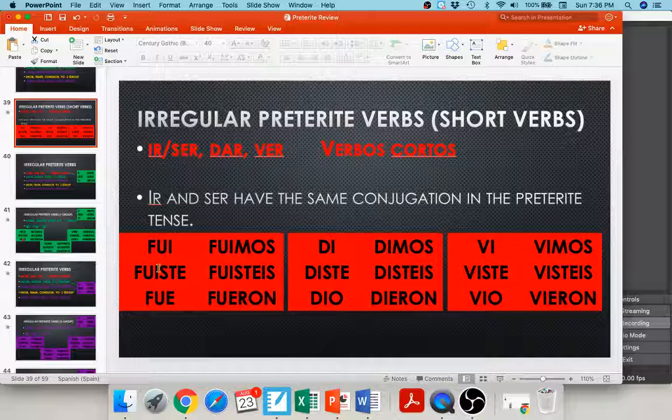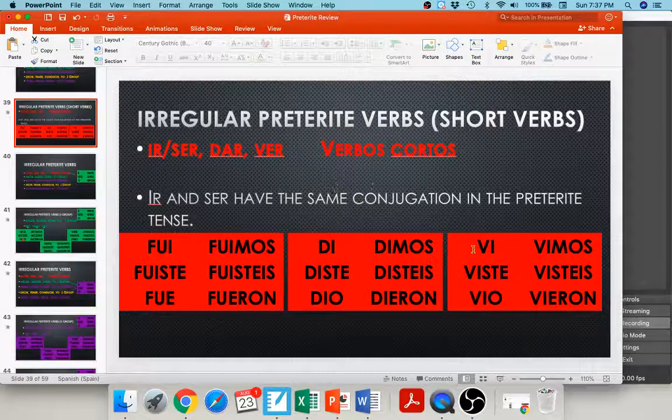So ir and ser become fui, fuiste, fue, fuimos, fuisteis, and fueron. Ir and ser do have the same conjugation in the preterite. So I went and I was are the same. You have to look at the context of the sentence, but remember just fui. Dar becomes di, diste, dio, dimos, disteis, and dieron. So I gave, you gave, he or she gave, so on and so forth. So fui, di. Let's look at ver.